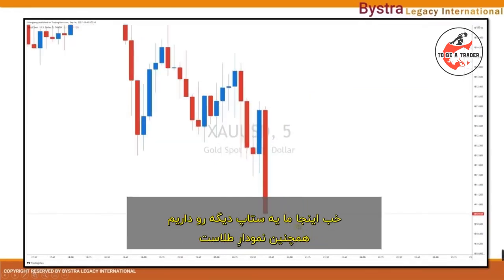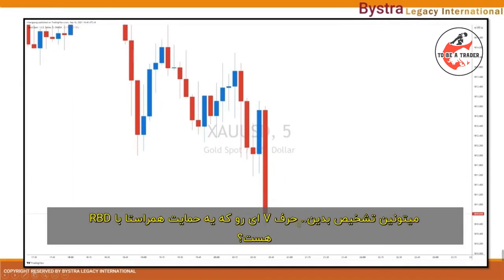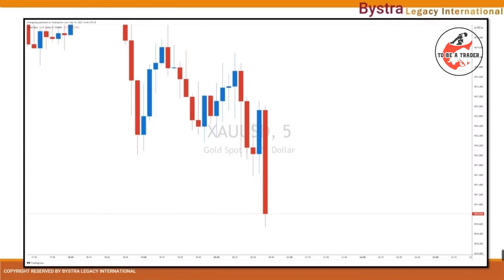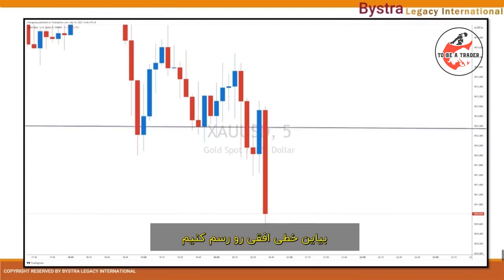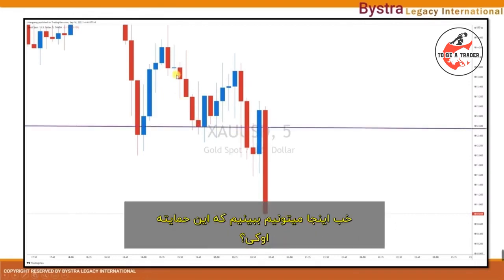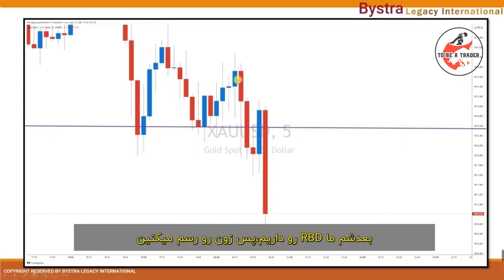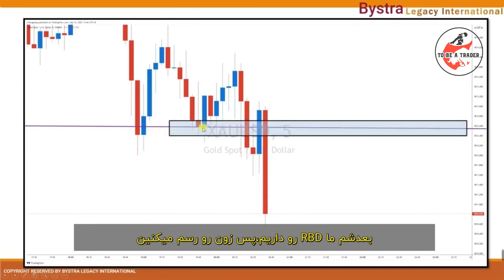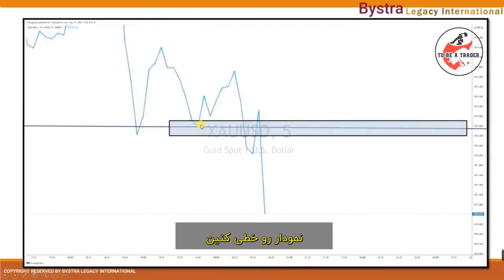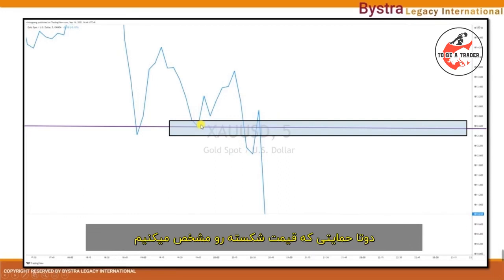So here we have another setup, also gold. Are you able to identify the capital V, which is the support, aligned with the rally base drop? Found it, guys? Let's mark the horizontal line. So here we can see this is the support, okay, drop, okay, support, then we have the drop, rally base drop. So we mark the zone, go change to the line chart, we mark the two support that it broke.